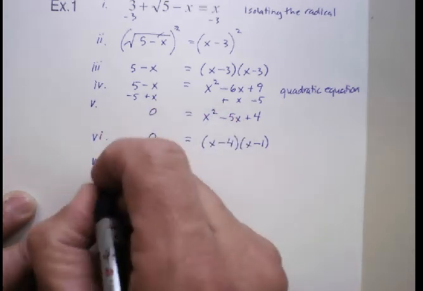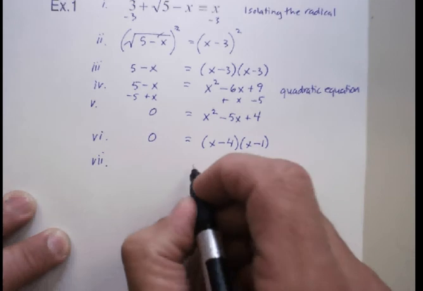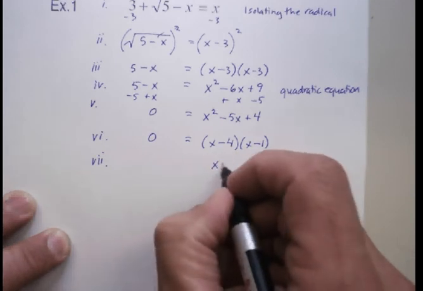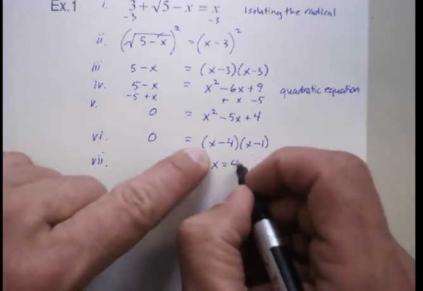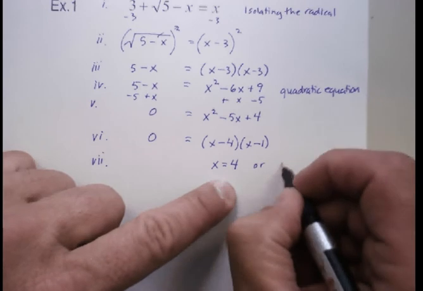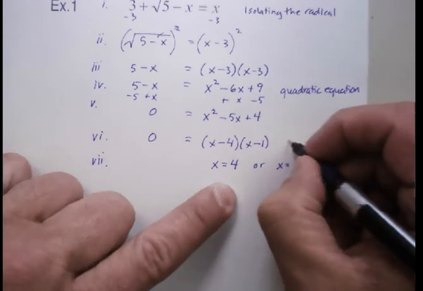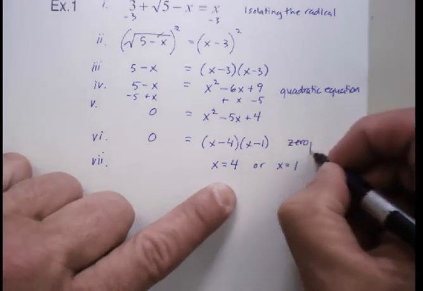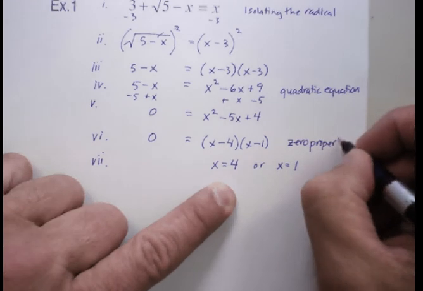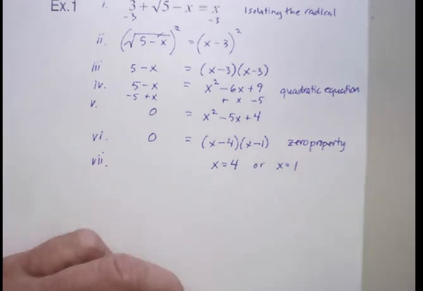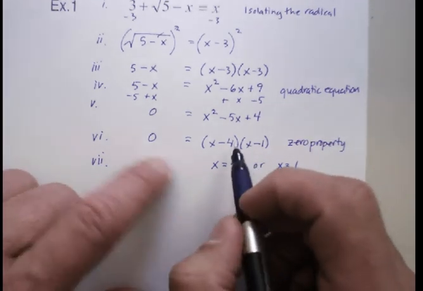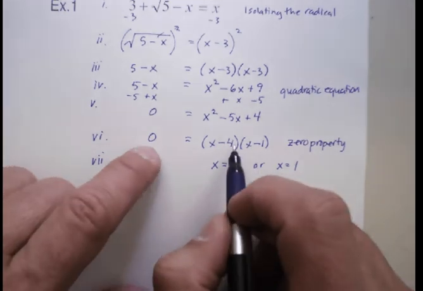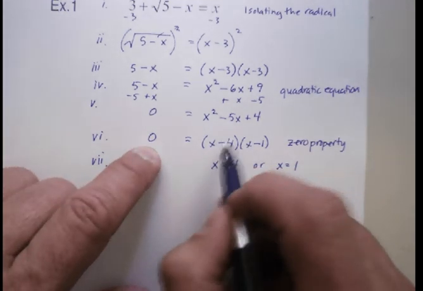Okay, this tells me that x is either equal to a positive 4 or x is equal to a positive 1. And now what property is that called? That's called the 0 property. Basically that just means what factors do you need in order to equal 0? That means that one of your factors has to be 0.